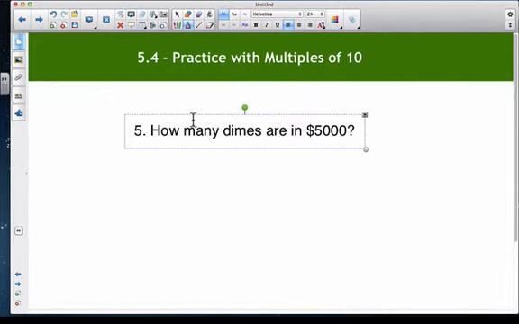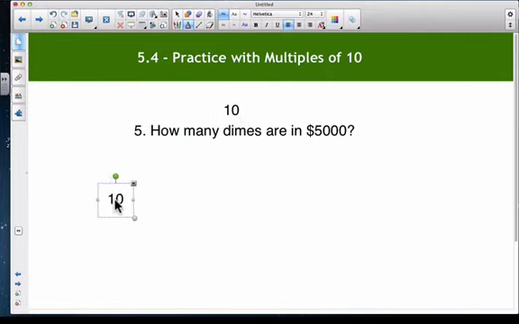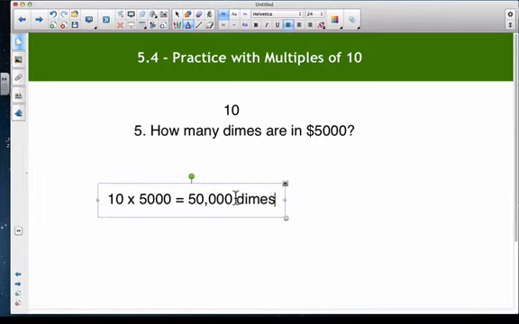Last problem, how many dimes are in $5,000? And for this problem, I need to know how many dimes are in $1. I know that there are 10 dimes in $1, but if I had $5,000, how many dimes would I have? I would have to multiply those whole numbers, place the zeros on the end, 1, 2, 3, 4, and of course add in that comma where it belongs. And what are they asking us about? They're asking us about dimes.